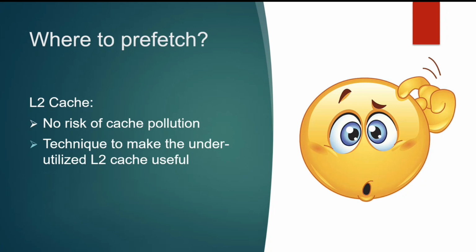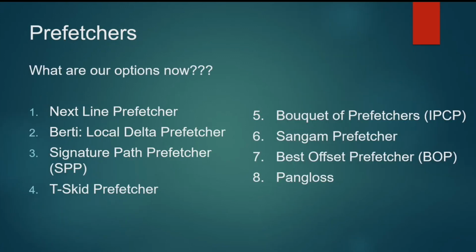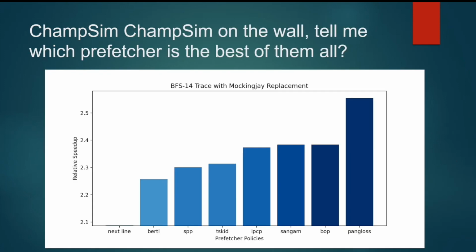Hence, prefetching in L2 would reduce cache pollution and also serve as a technique to make the underutilized L2 cache useful. These are the prefetchers that we tested: Next line, Bertie, signature path prefetching, T-skid, bouquet of prefetchers, Sangam, best offset prefetchers, and Pangloss. Each brought something different to the table.